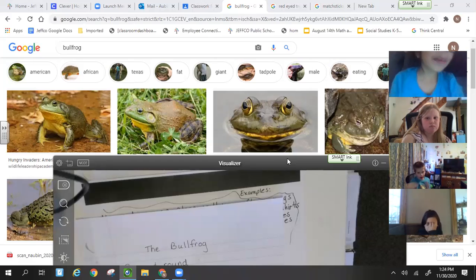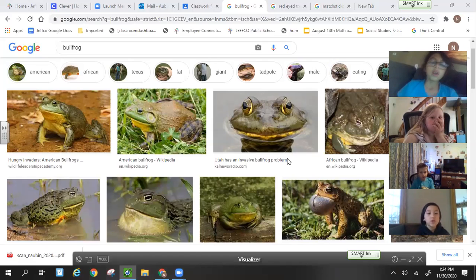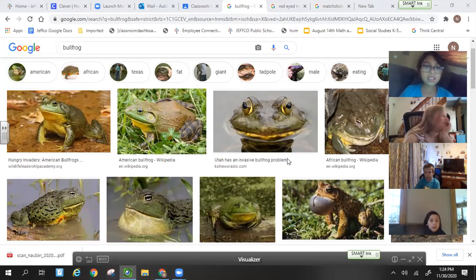It has no neck. A little bumpy too. Do you see the bumps? Max, can you think of something to describe this frog? Some words to describe either what it looks like or what it does? When it croaks, his mouth gets really huge. Yeah, so it expands, right? Expands its mouth, gets huge.